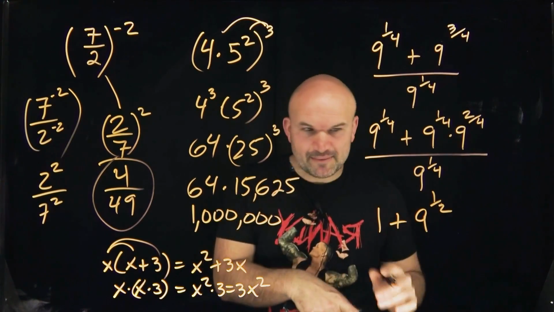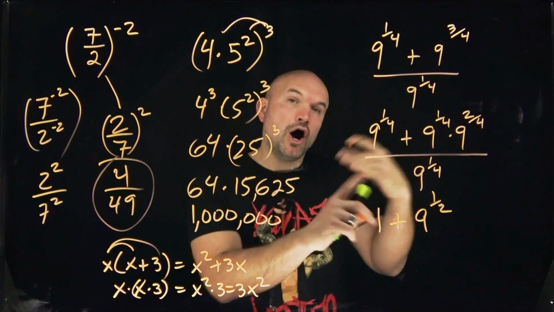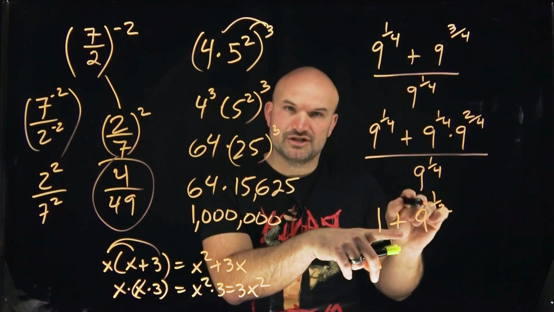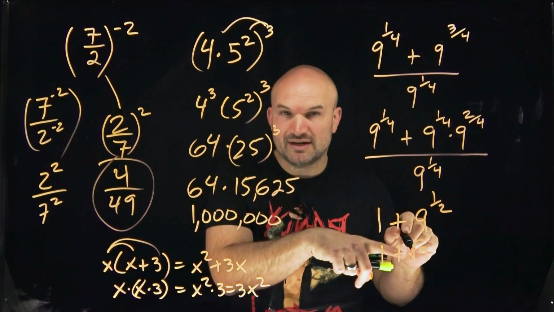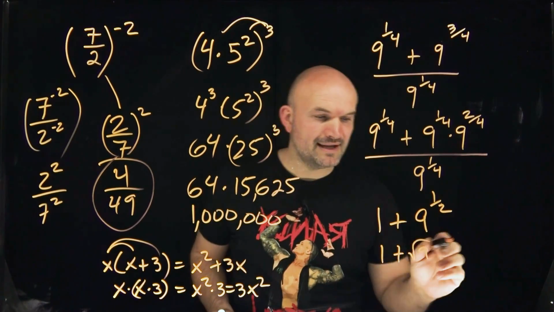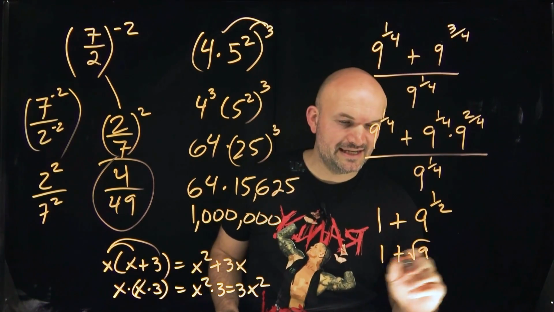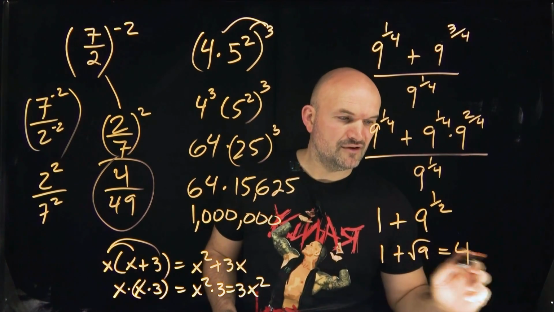And then hopefully you remember we can always rewrite a rational exponent as a radical, and this is just going to represent the square root of 9. So 1 plus the square root of 9, and the square root of 9 is going to be 3, so add that to 1, and that is 3 plus 1. That is going to equal a final answer of 4.